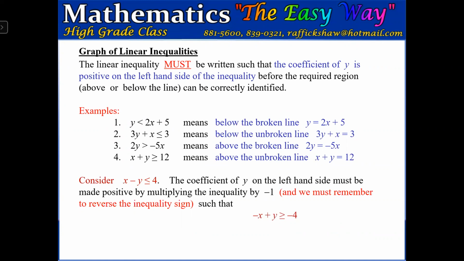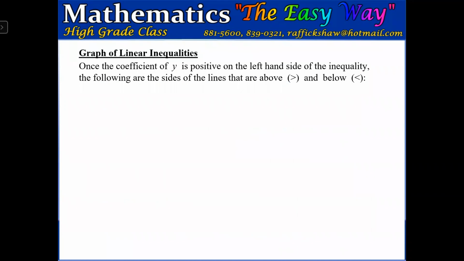So that's it. Multiply by negative one. We get that now the y is positive. The less than changed to greater than, and that shows what the true meaning was. It really means above the unbroken line. That's what it really means. And so let's go and draw one now and see. And when we draw it, I'm going to use some numbers and show you what is happening with the numbers. All right? So let's go and draw one now.